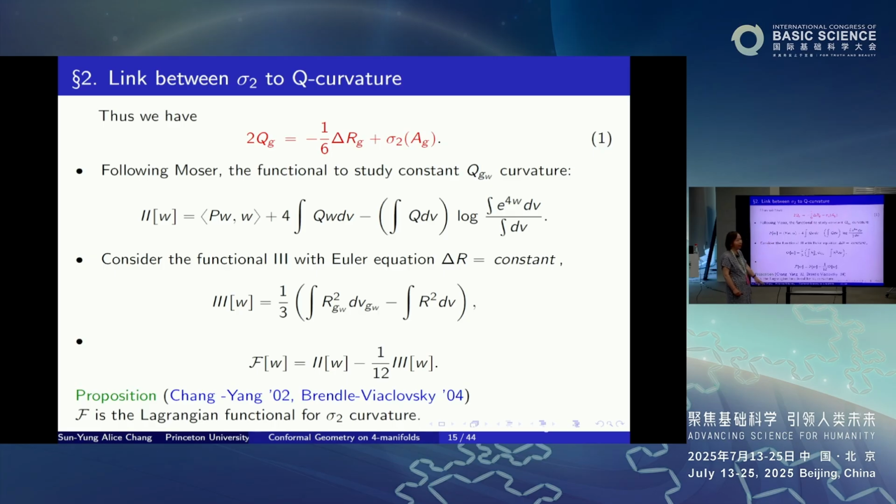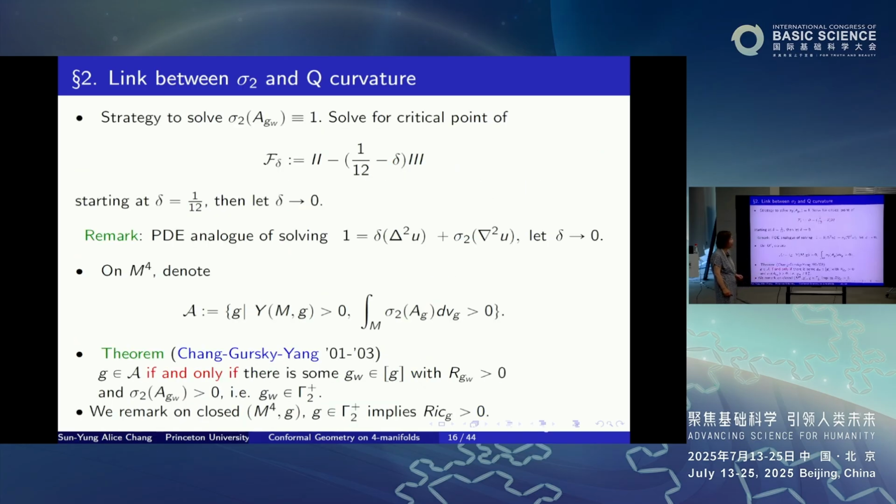And then what we are trying to do is cancel out this Laplacian of R. We look at the functional which studies the Laplacian of R. That's the third functional, and the variational equation is the third. So now we study the Q functional minus one twelfth of the third. That would cancel out this term, and we get sigma 2. That's a basic observation of myself, Paul Yang and Brendle Wiakowski. We say indeed this is the analog of Moser's functional to prescribe sigma 2.